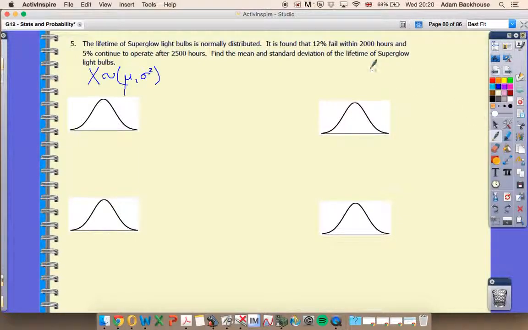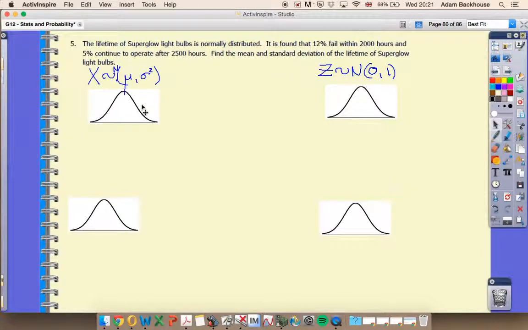So let's just write that up here. Z is distributed by the normal distribution. We're looking at a mean of 0, standard deviation of 1. I missed out my n here. Squeeze the n up there. Okay, so with this one I can put some of the information I've been given. I don't know this. I know that 12% fail within 2,000 hours.